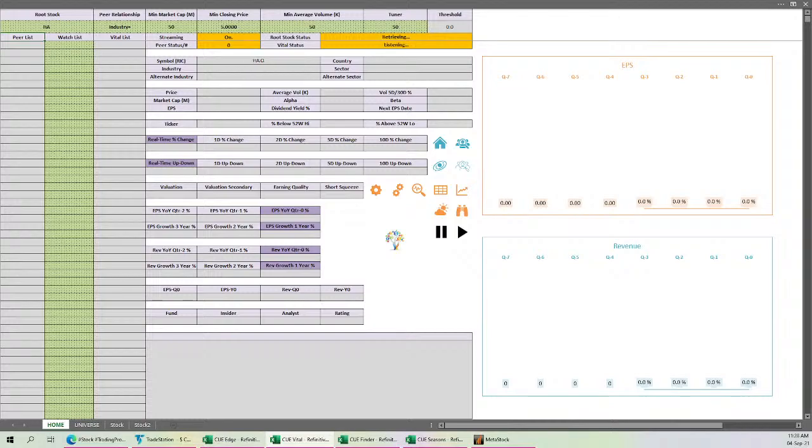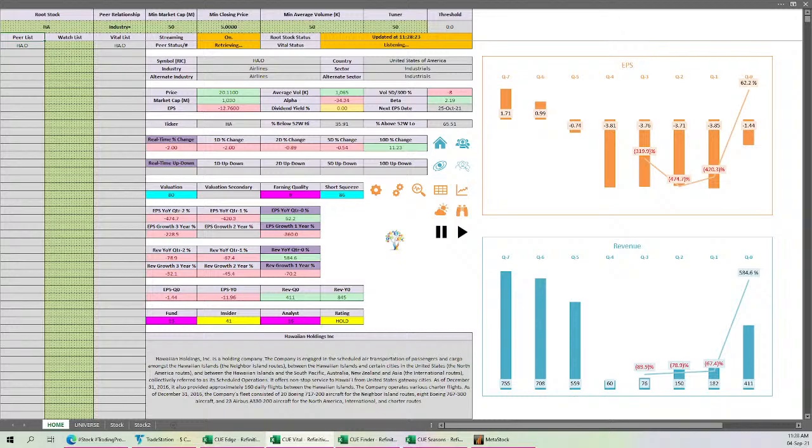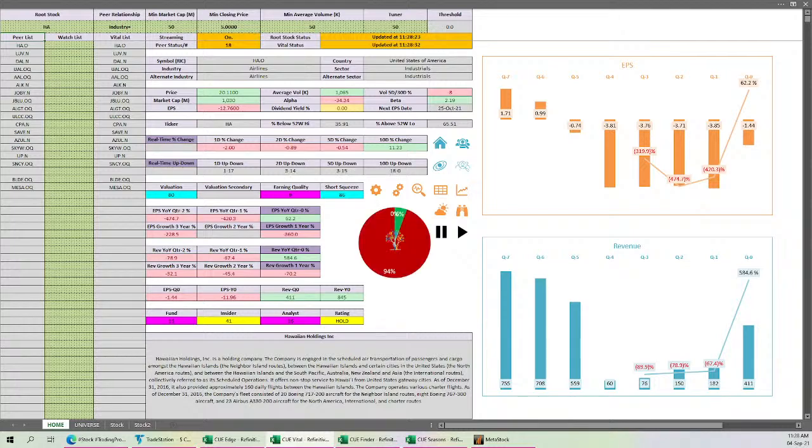Let's check whether this industry, airlines industry, is remaining strong or became weak since the last time I discussed the stock. Fundamentals, of course, don't change every day. So the stock's fundamentals are remaining very strong.